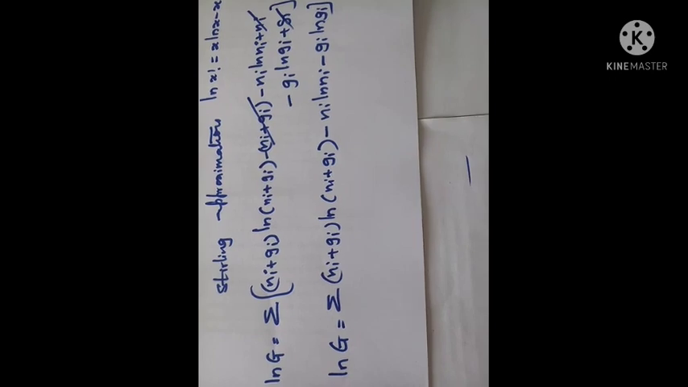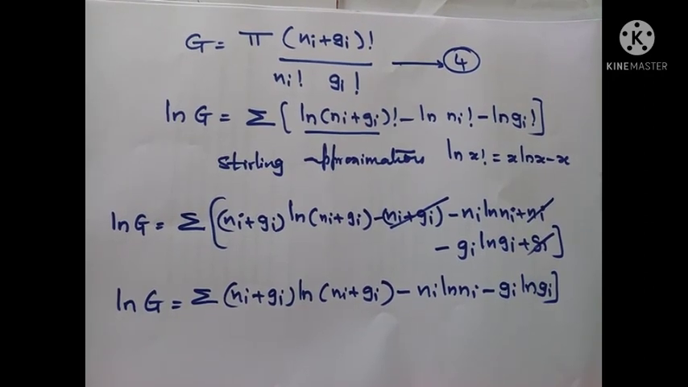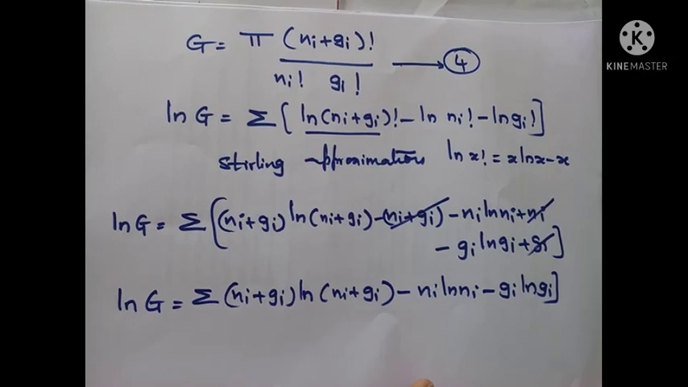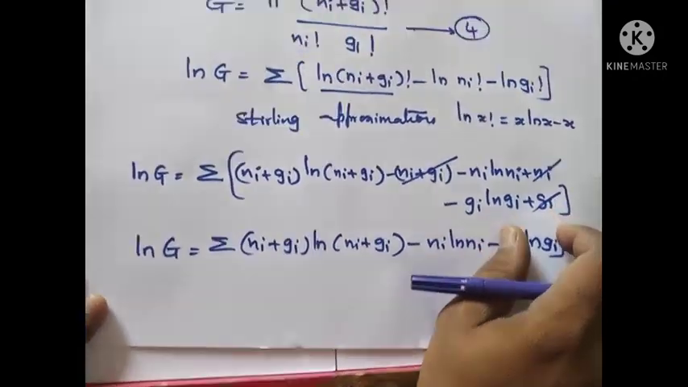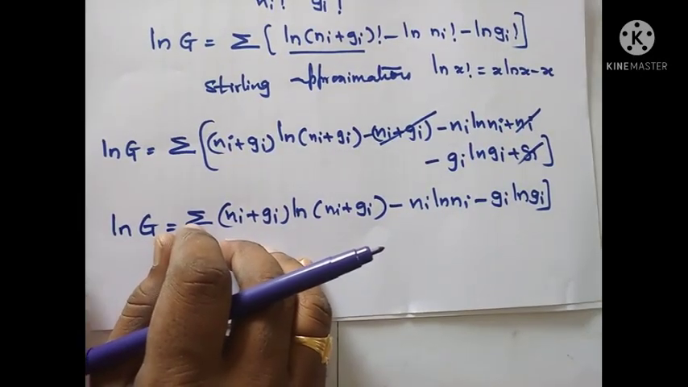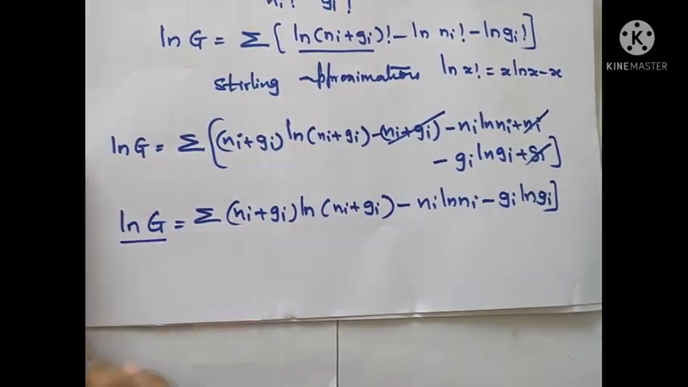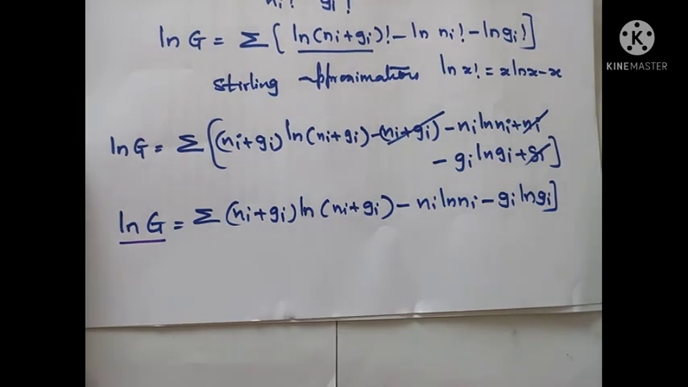So now we got ln G equal to the summation of (ni + gi) ln (ni + gi) minus ni ln ni minus gi ln gi. Okay, now what I'm going to do here is take partial differentiation on both sides. We know that this is the maximum value.